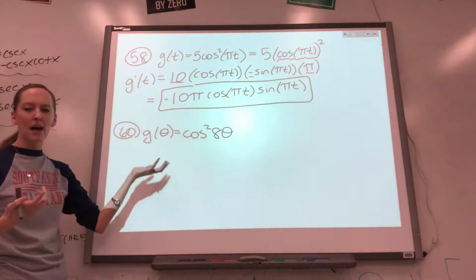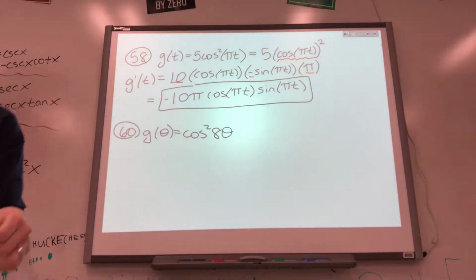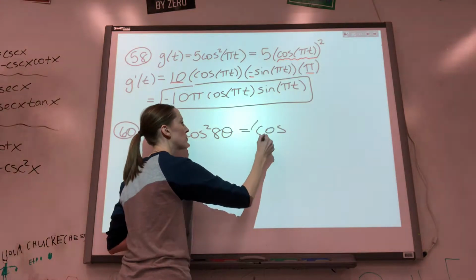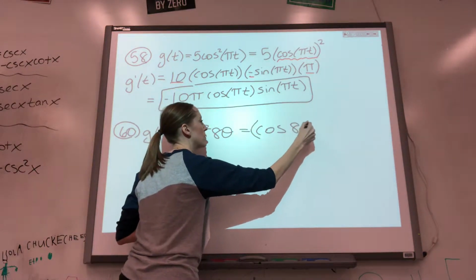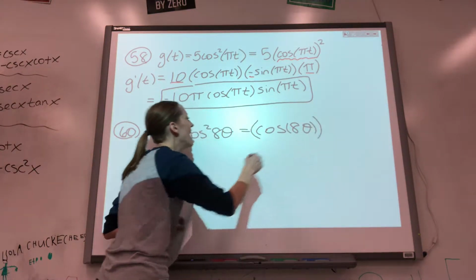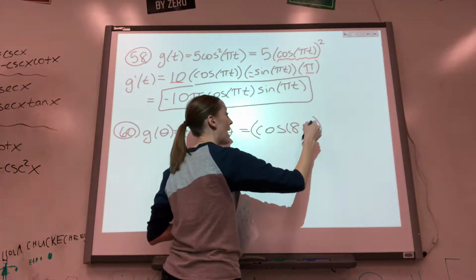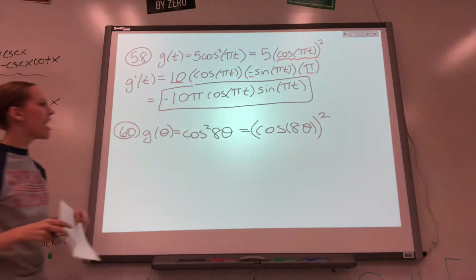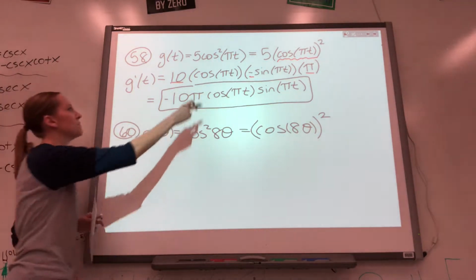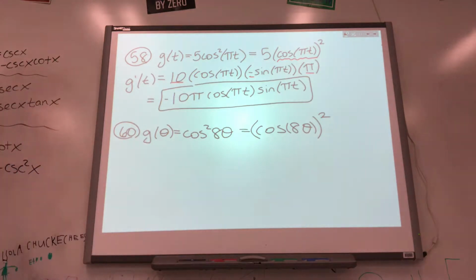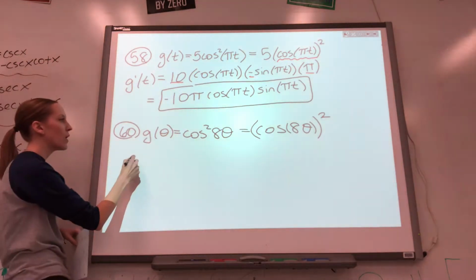Okay. Number 60, I think, is actually pretty similar. I'll just run through this real quick. I'm going to rewrite it as cosine of 8 theta, all of that squared. It's the same as what I did right there. It's just I don't have an extra number out front. It's just the whole thing squared.